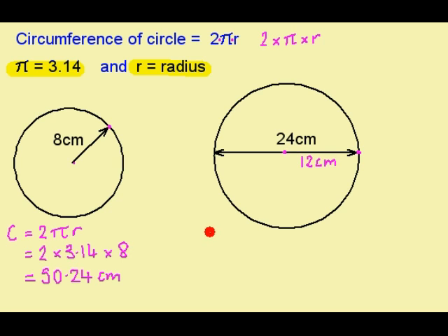To find the circumference, we start by writing down the formula 2 pi r. Pi is just the number 3.14, and r, we've just worked out, is 12. We then type that into our calculator, and we get the answer 75.36, and the units are centimetres.